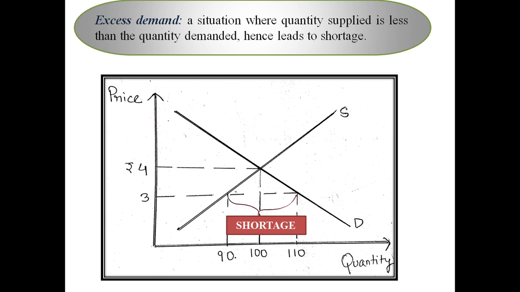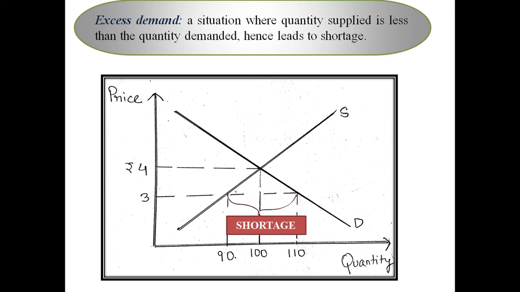Here demand is greater than the supply. Sellers are not able to meet the demands of buyers. There is a shortage of goods. यहाँ पे गुड की कमी हो गई. जो जितना खरीदना चाहता है उतना खरीद नहीं पाया.